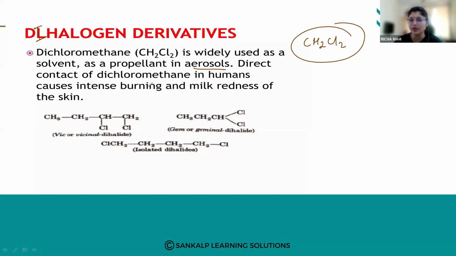So if a human being comes in contact with dichloromethane directly, then the skin will start to get burned, and there will be redness seen.